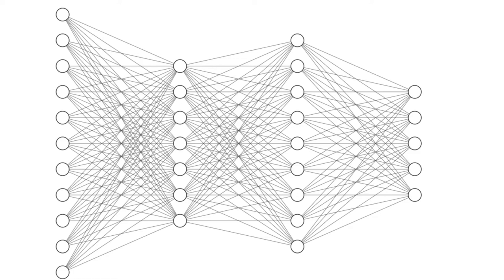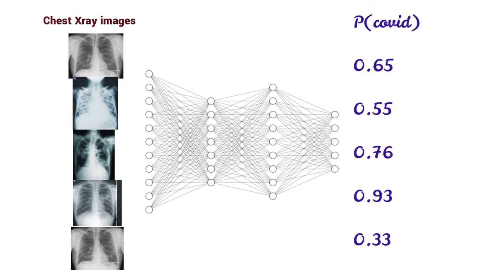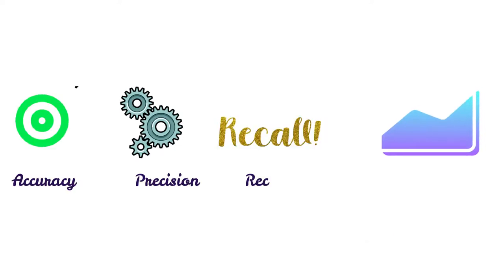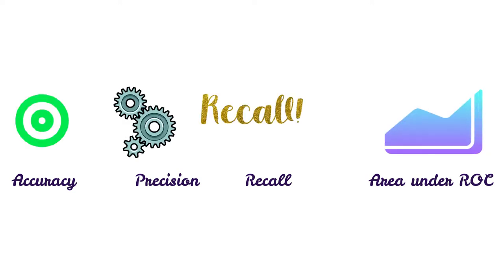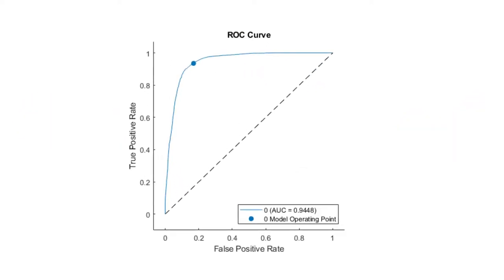Suppose we have a deep learning model which takes in chest x-ray images and gives the probability of the image being from a COVID patient. So how do we know and compare the performance of this model with other models which are doing the same thing? For this, we have metrics like accuracy, precision, recall, and area under the ROC curve. In today's video, we will see how an ROC curve is plotted.